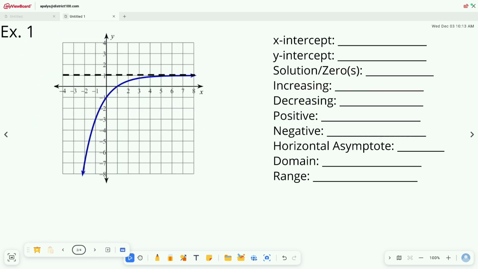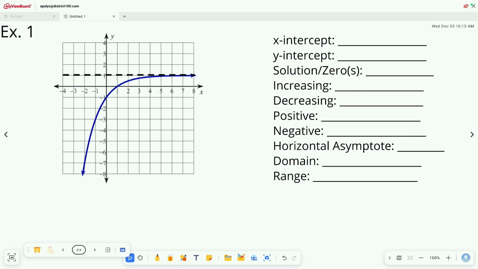Okay, so what is a horizontal asymptote? Do you see our lovely dotted line there? That is an asymptote. So that means that our graph is leading up to that value, but it doesn't ever cross that line.